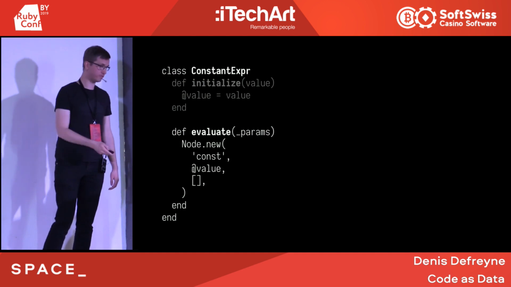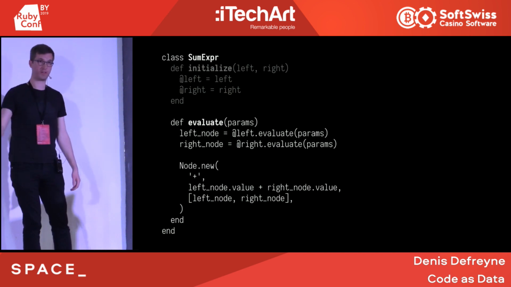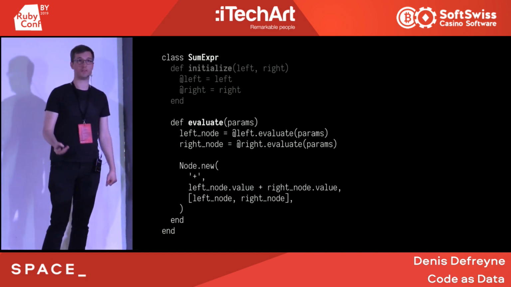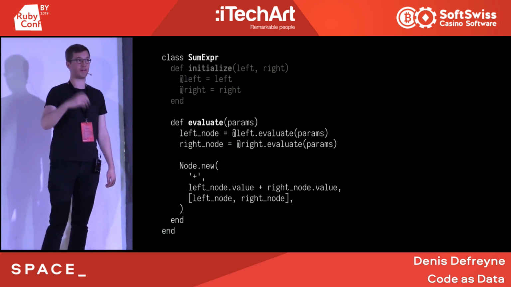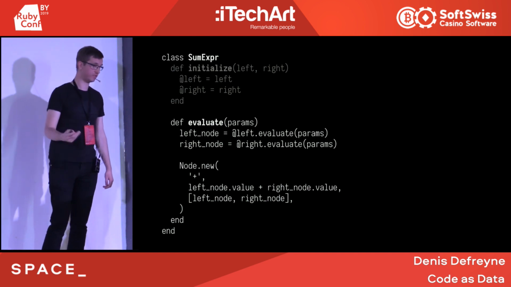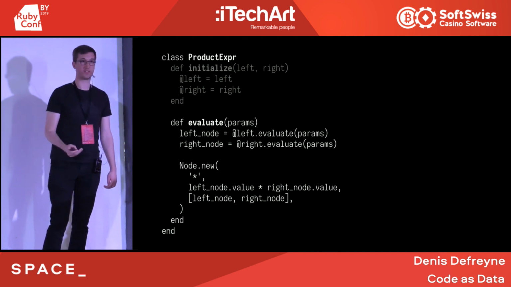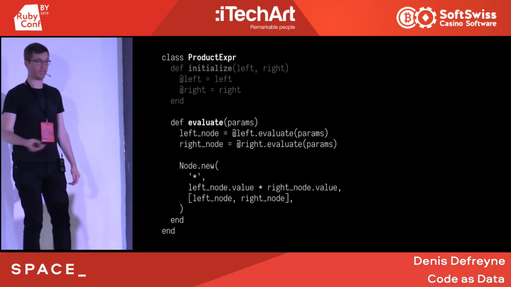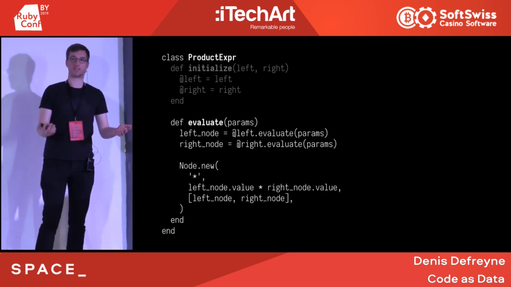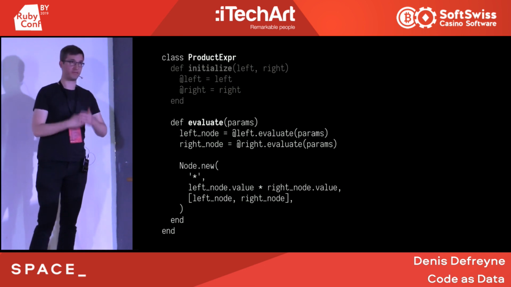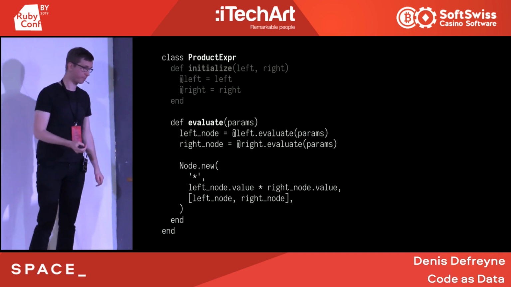For a sum expression, this becomes a bit more complicated. So we'll have to evaluate the left-hand side, we'll have to evaluate the right-hand side, and then we create a new node with the name plus. The value is the sum of the values of the 2 child nodes, and the 2 children nodes are left node and right node. We can do exactly the same for product, except that instead of adding, we now multiply. So now, the evaluate method and all these expressions don't just return the value, but they return the context of how that value came to be.